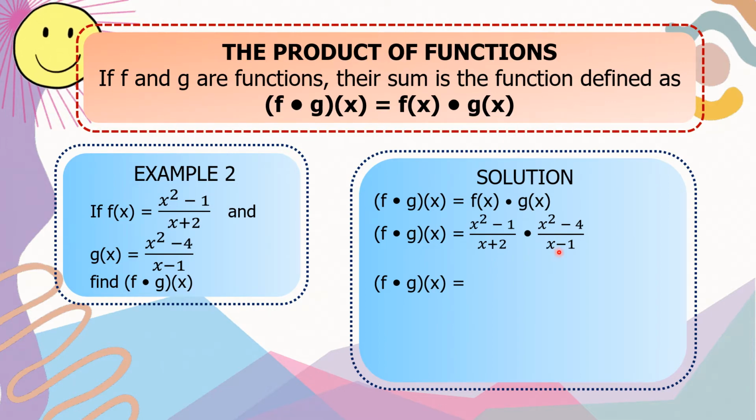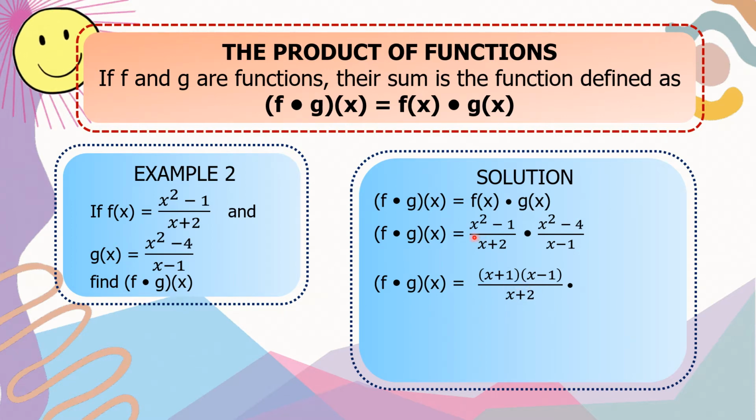Pero bago tayo mag-multiply ay i-factor muna natin ang ating numerators since they are quadratic at sum and difference of two squares sila para mas mapadali ang ating pag-simplify dahil baka may pwede tayong i-cancel na common factors mamaya. So let's factor x squared minus 1. So ang factor niyan ay x plus 1 times x minus 1. So sabi ko nga kanina, sum and difference of two squares sila.